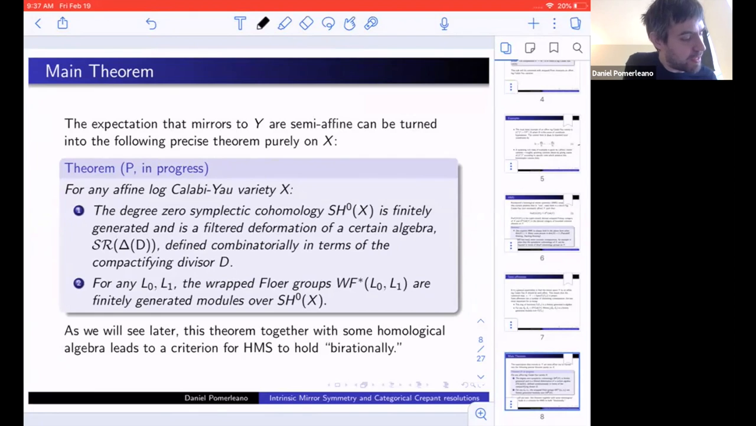But this finite generatedness is the mirror counterpart to the first statement on the previous slide, that the ring of global functions on Y is finitely generated. And then for any two Lagrangians L0 and L1, cylindrical exact Lagrangians, so these are the objects of this wrapped Fukaya category, the wrapped Floer cohomology groups are finitely generated modules over this SH0. That would be the counterpart to the second statement on the previous slide.